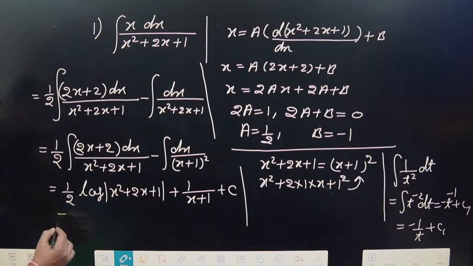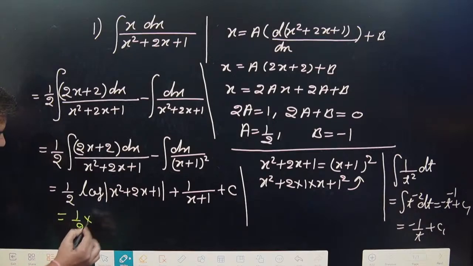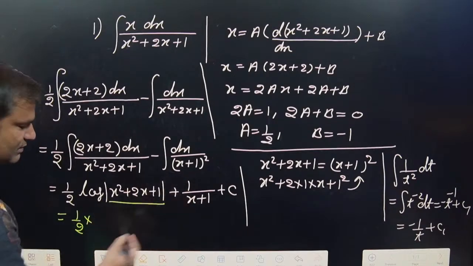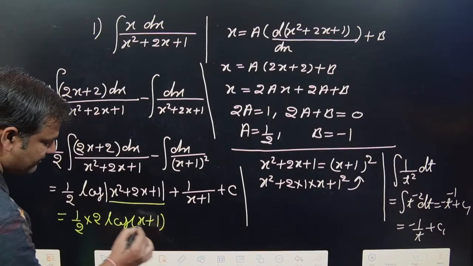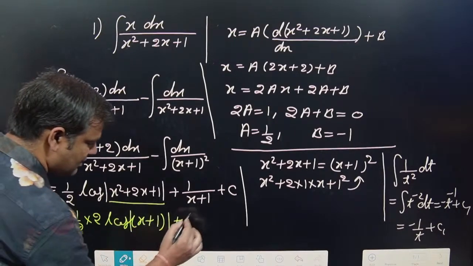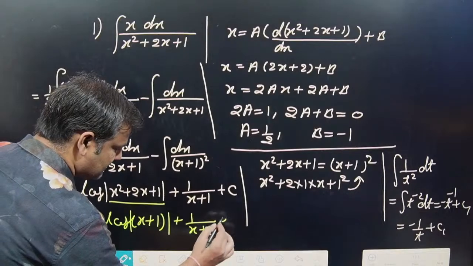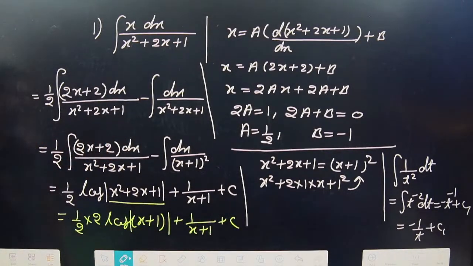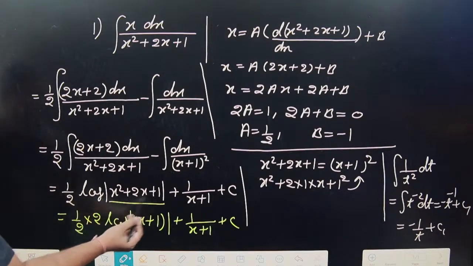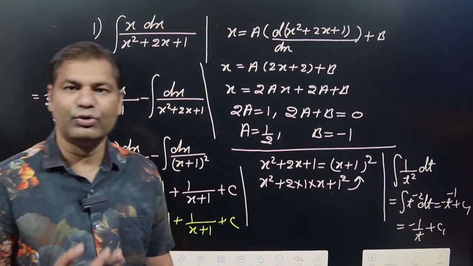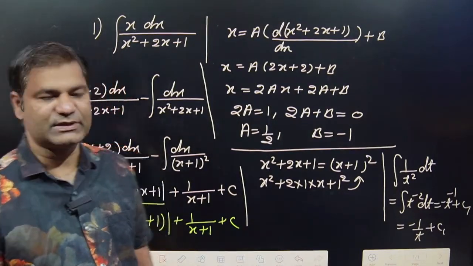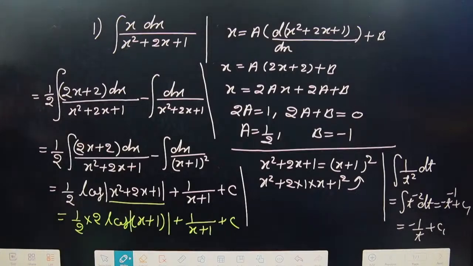If you want more simplification, this can also be written as x plus 1 to the whole square. So 2 into log of x plus 1 plus x plus 1 plus c. So the 2 cancels, so this is the final answer. Otherwise you can write it here: x plus 1 to the whole square, basically 2 into log of x plus 1. Okay, so clear.